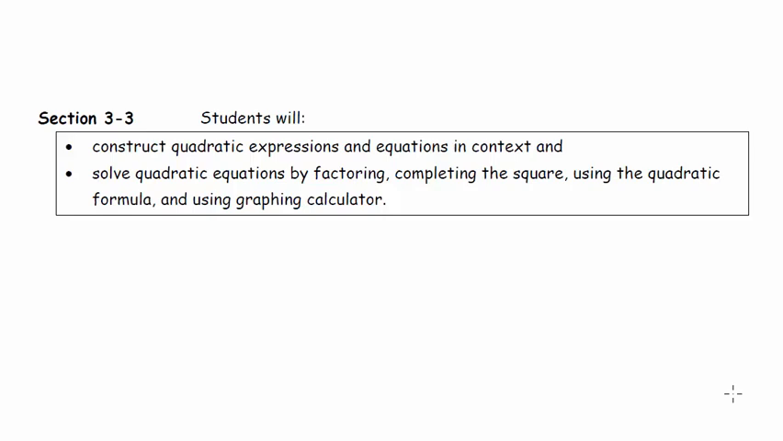In section 3-3, our first objective is to construct quadratic expressions and equations in context. We've done this throughout the course. This is just changing a verbal representation of a problem to an algebraic representation. So this shouldn't be new, and we'll continue to do this throughout the course.